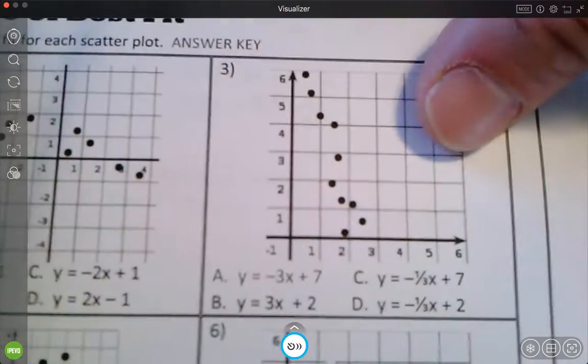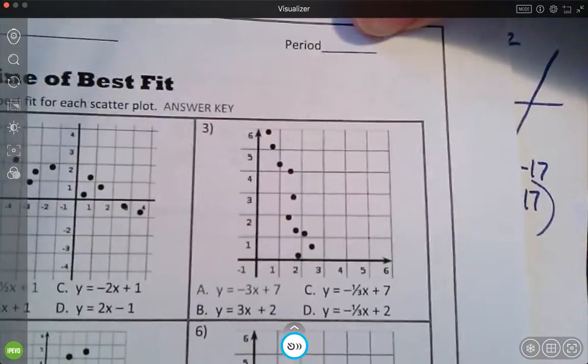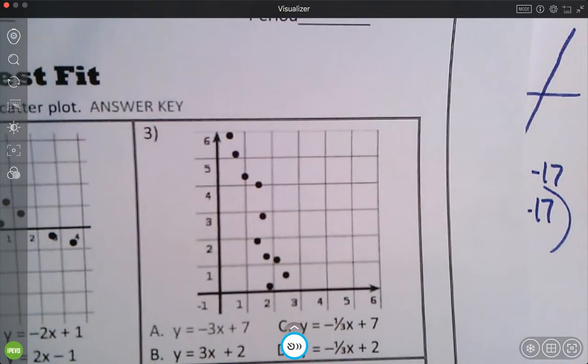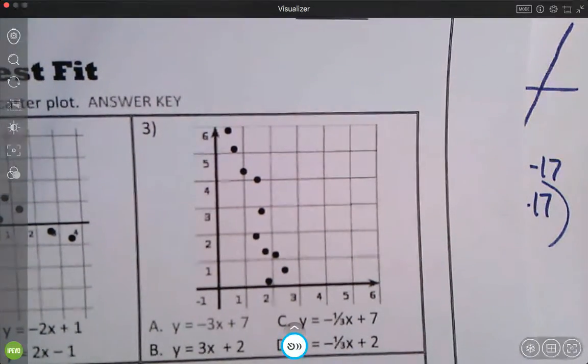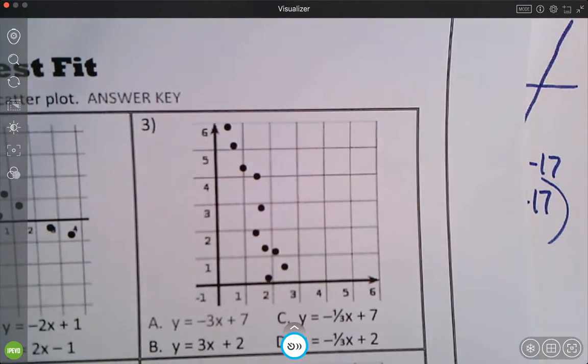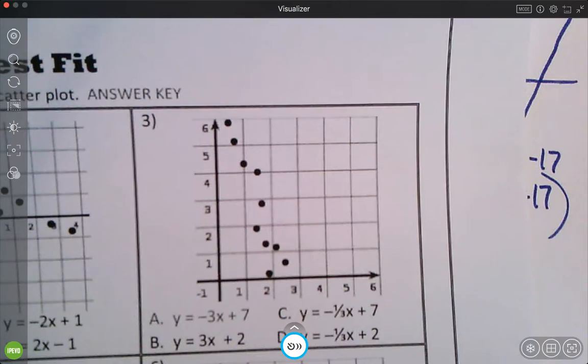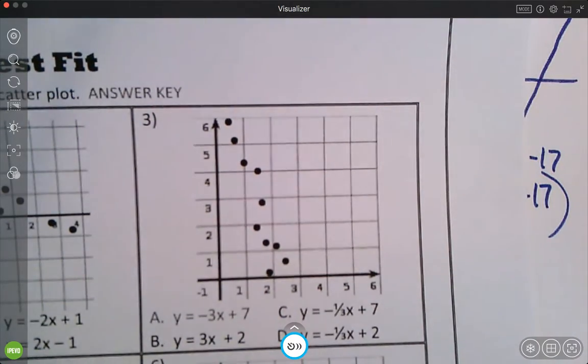All right, for today's work, I heard you guys tell me yesterday you felt like you were doing a lot of work, so I tried to keep it simple today, doing some multiple choice lines of best fit for your scatter plots and taking some measurements of your height, your jump, and your foot. So I just wanted to do two examples of these multiple choice to kind of help you out here.